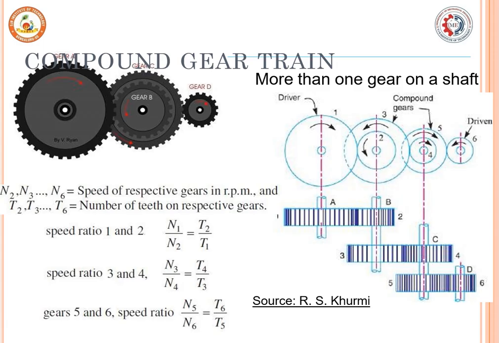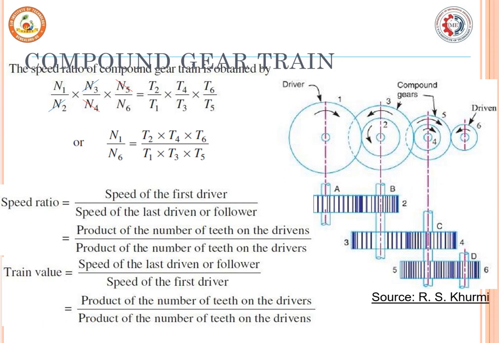You can combine or find individually the speed ratio required in the compound gear train. At last you can see n1 by n6 is equal to t2 into t4 into t6 divided by t1 into t3 into t5. Like this you will be able to take the speed ratio of the compound gear train.